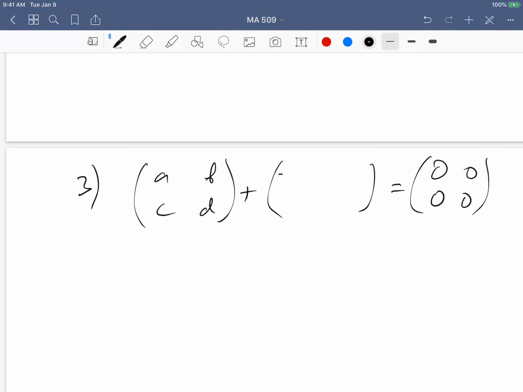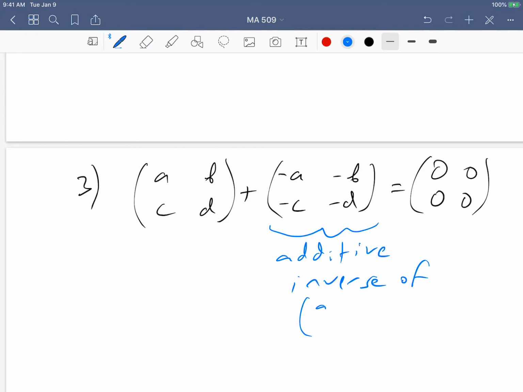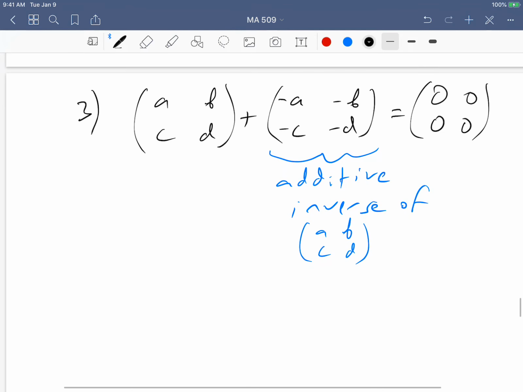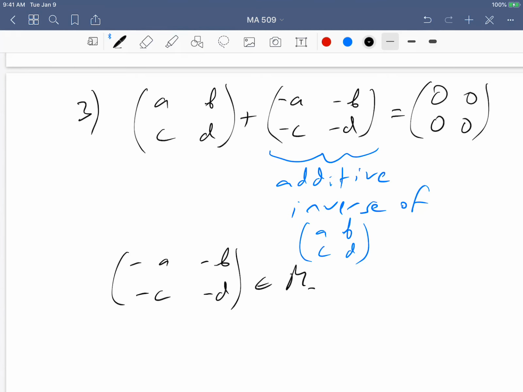And so you might know what this should be. It's just going to be the negatives of everything. And so this guy is the additive inverse of ABCD. Okay, and it's definitely still a 2 by 2 matrix. So minus A, minus B, minus C, minus D is a 2 by 2 matrix with real number coefficients, and so we have additive inverses.